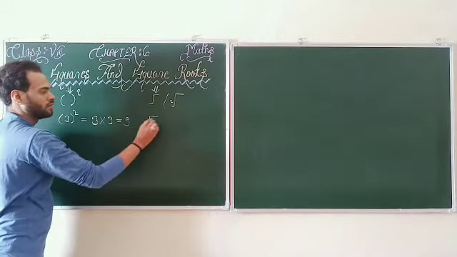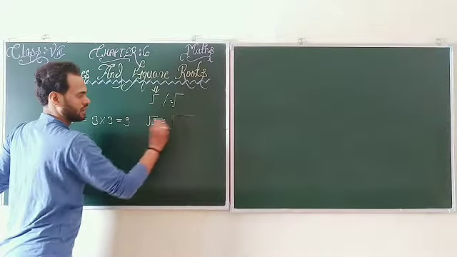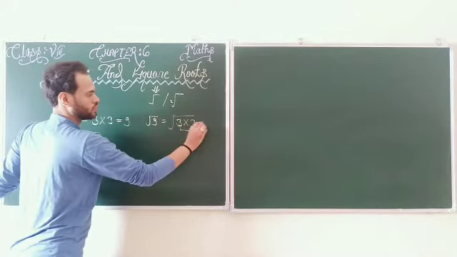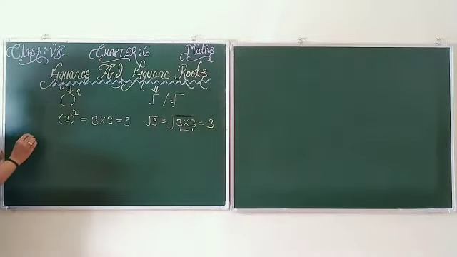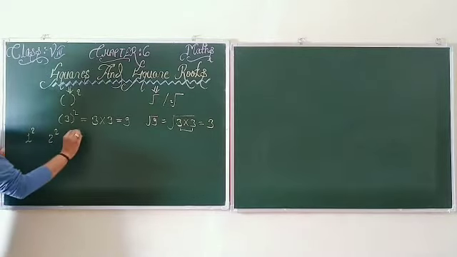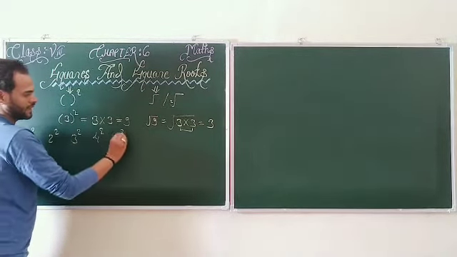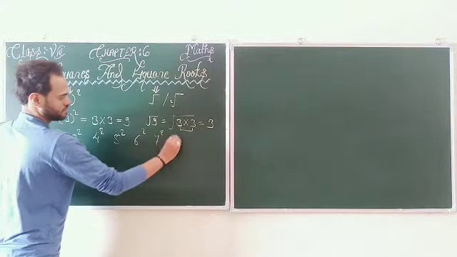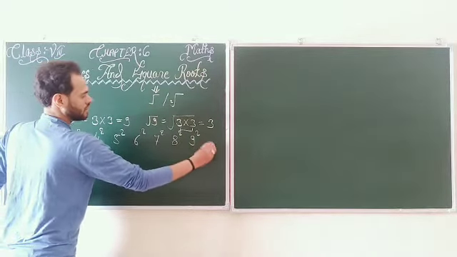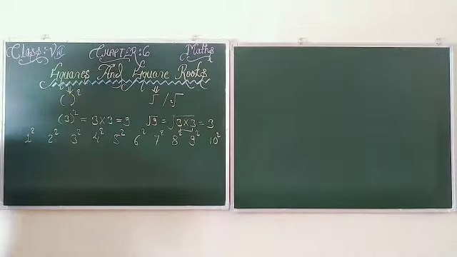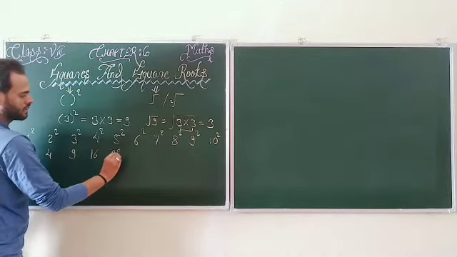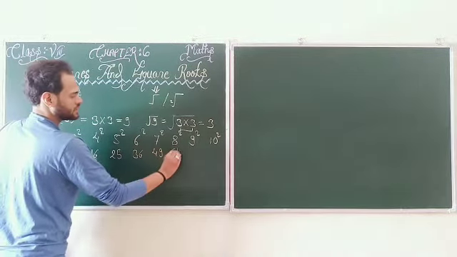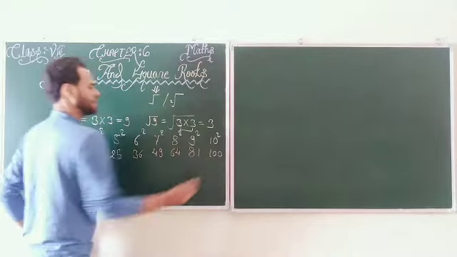To find the square root, we just prepare pairs, like 3 into 3 is 9. So here the square root of 9 is 3. Square root is the inverse operation of the square. Here we see the squares of the numbers from 1 to 10: the square of 1 is 1, then 4, 9, 16, 25, 36, 49, 64, 81, and 100.